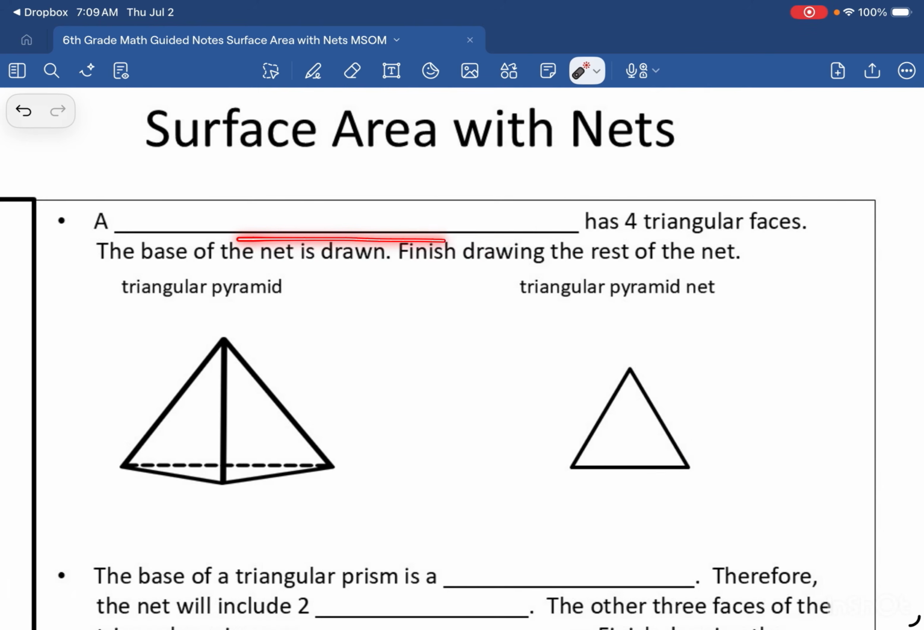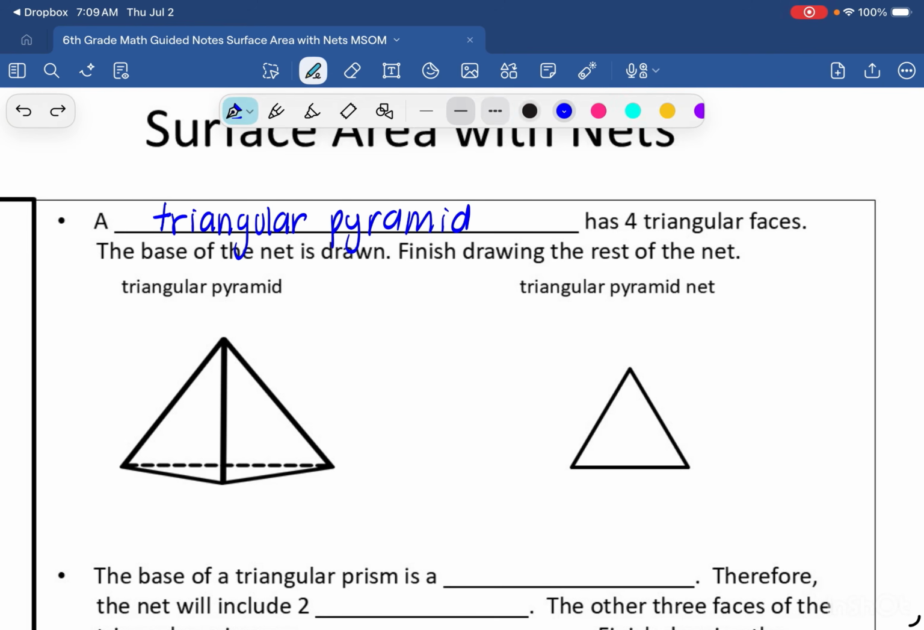A blank has 4 triangular faces. That would be a triangular pyramid. The base of the net is drawn, so we can see the base right here. Finish drawing the rest of the net. So if we cut along the edges and unfold it, that's my base. So I'm going to have triangles on each side that are going to be the same. So that is my net. If I fold that up, it's going to give me a triangular pyramid.